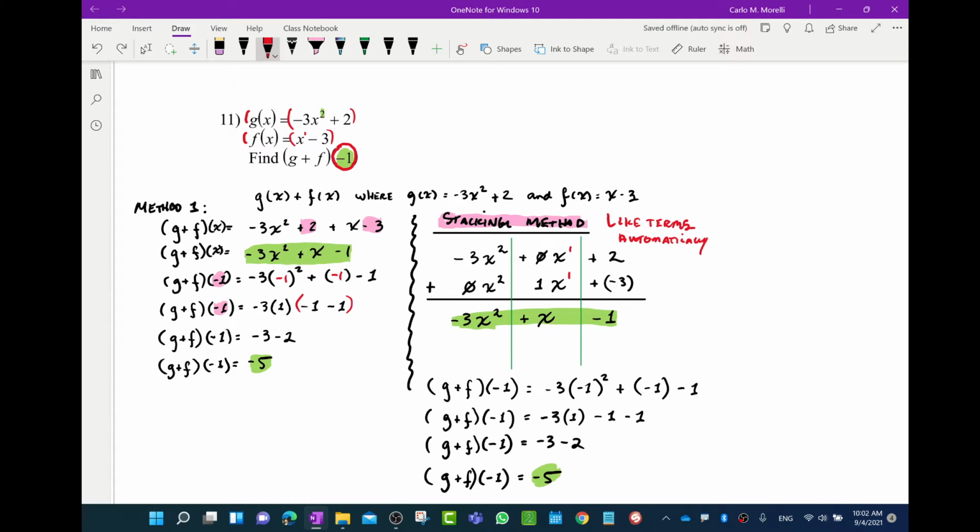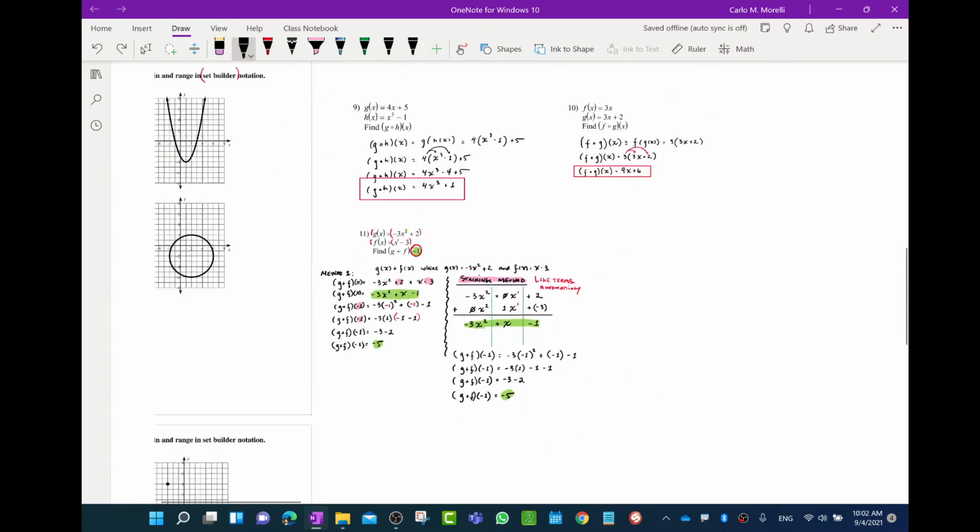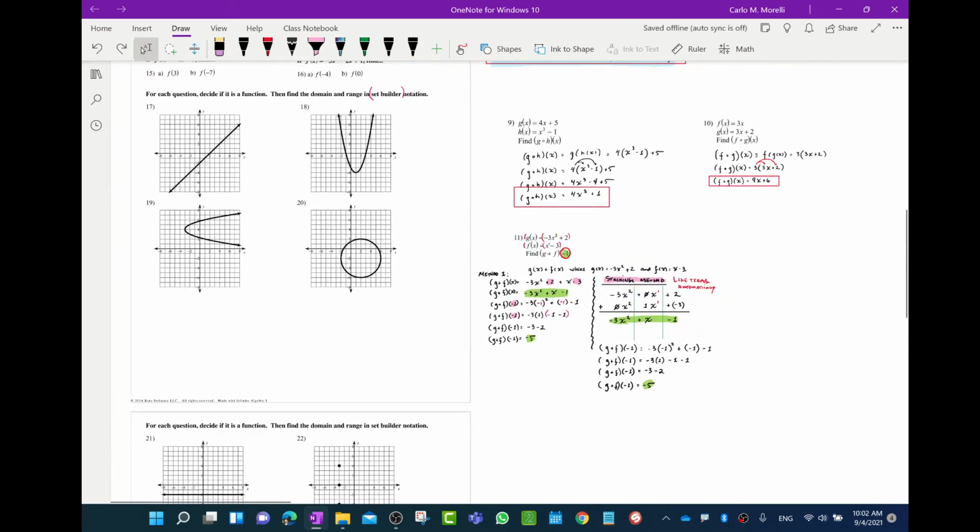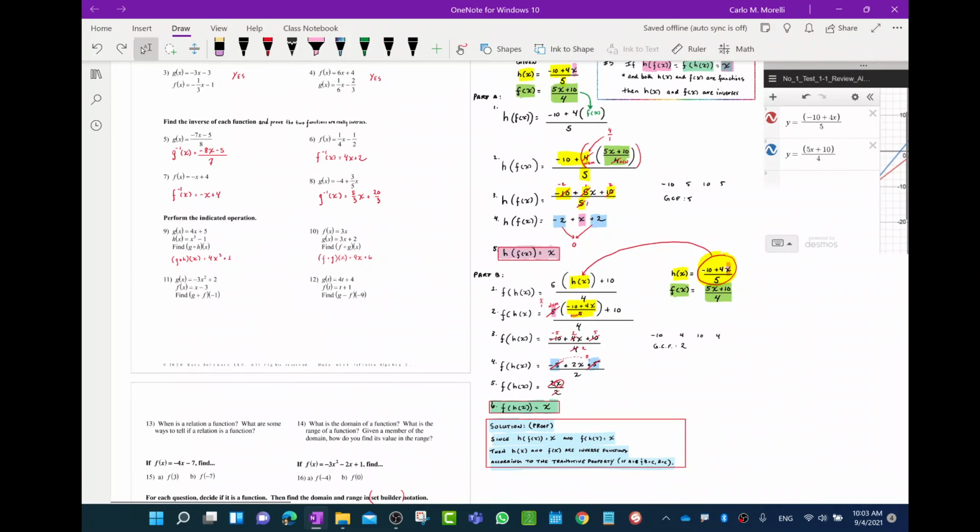The problem is asking you to do a certain thing in a certain order. The sequence is add G and F and then evaluate that sum at -1. It doesn't say plug in -1 everywhere you see an X and then add it all up. That's a recipe for disaster. Okay? It's a shortcut, but it's going to get you in trouble. So anyway, in this case, G plus F of -1 equals -5. I'm just warning you.